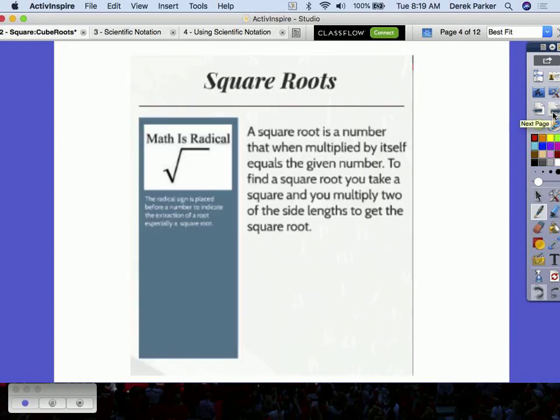Square root. A square root is a number that when multiplied by itself equals the given number. To find a square root, you take a square and you multiply 2 of the side lengths to get the square root. Now, if I had 36 and I want to take the square root of it, the easiest way to do this is think of a number multiplied by itself that will give you 36. The square root of 36 is 6.